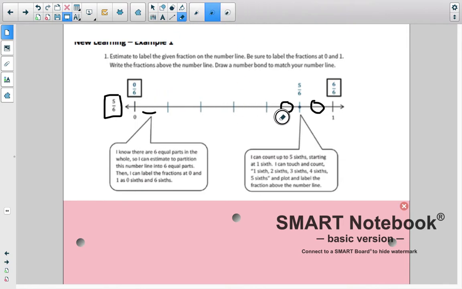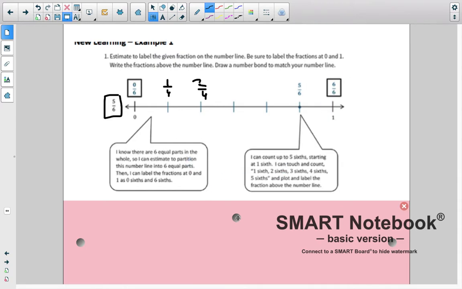Also, they found out 5/6 because if I count the tally marks, 1, 2, 3, 4, 5, in between 0 and 1, they have 5 tally marks, and that would be 5/6. If I was to label the rest of this, this would be 0/6, this would be 1/6, 2/6, 3/6, and so on until we got to 5/6. 1/6, 2/6, 3/6, 4/6, 5/6, and 6/6.